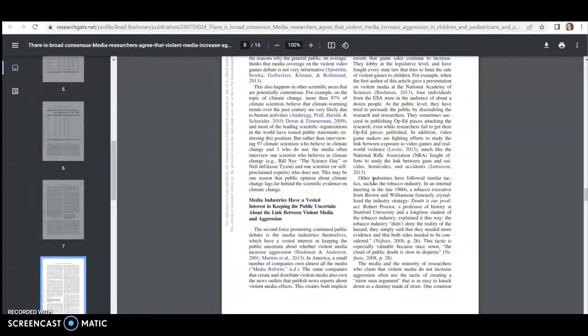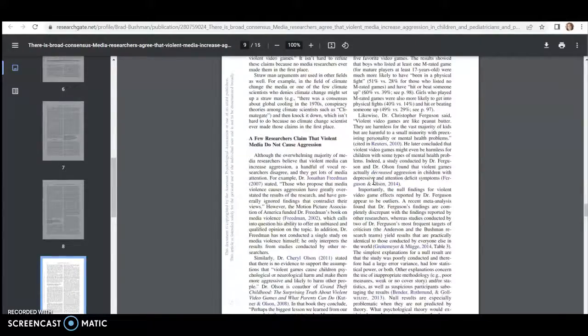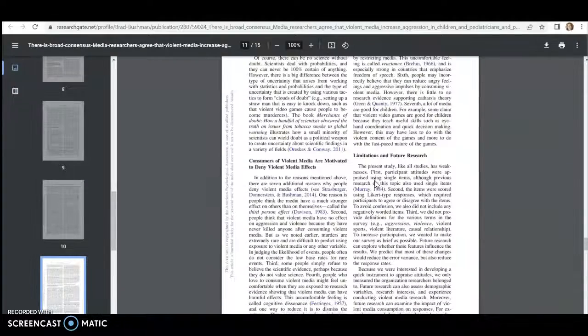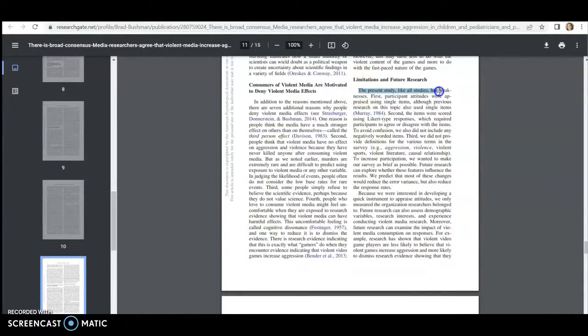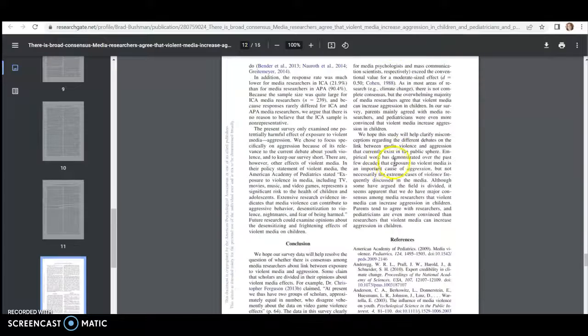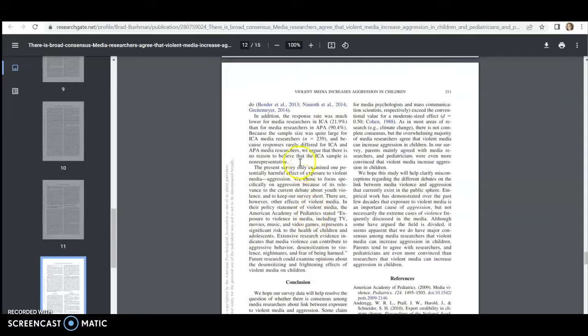So I'm going to go down and just look through that discussion and see if I can see anything about any limitations. All right, it says the present study has some weaknesses, and it goes along and talks about the weaknesses or the limitations of the study. So you will make sure to include that in your paper.